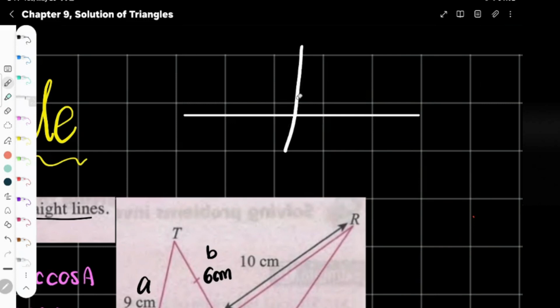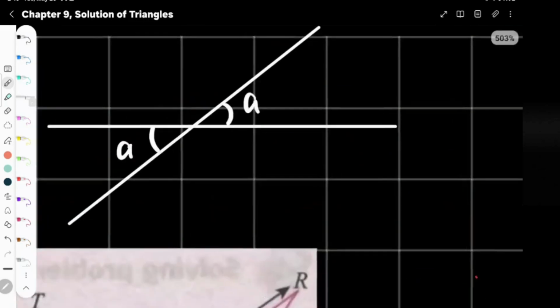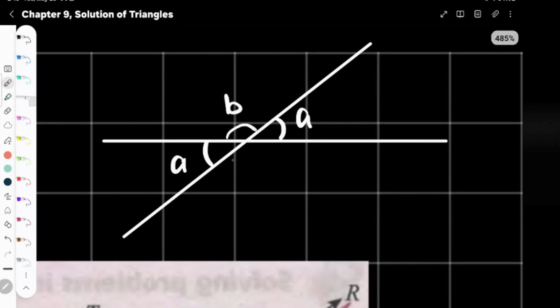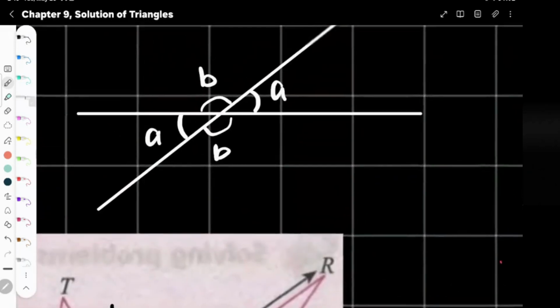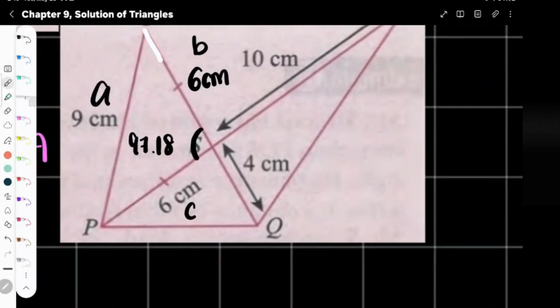And if there are two straight lines, this angle here will be the same as this angle here, and this angle here will be the same as this angle here. It's a property you learn in lower form. But do you need to know that? No, you can just use common sense. If this is a straight line, what is the angle here? It will be 180 minus 97.18, which gives 82.82.